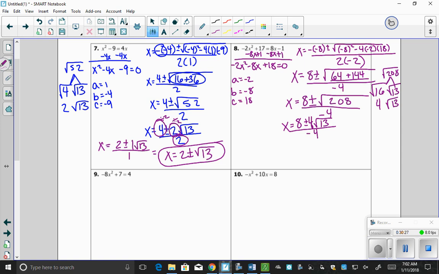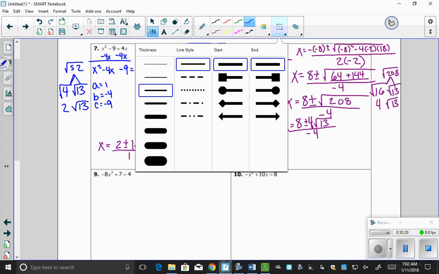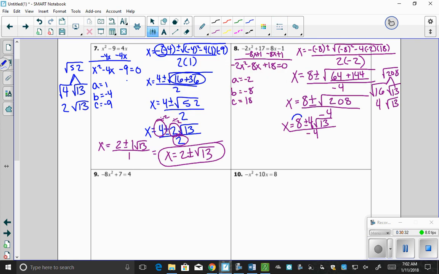There again, here's another number that will go into 8, 4, and negative 4, and that is 4. So when I divide these numbers by 4, I'm going to get x equals 8 divided by 4 is 2, plus or minus 4 divided by 4 is 1, so I'm going to be left with the square root of 13 over negative 1.